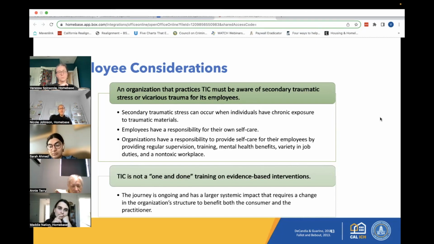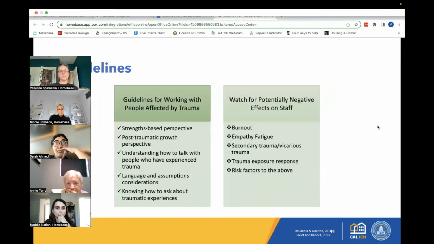Of course, we know that these aren't all things that every organization can do because these things cost money, but these are definitely considerations to think about when we're moving forward and we talk about implementing trauma-informed care at an organizational level. Another note: trauma-informed care is not a one-and-done training based on evidence-based interventions. It's an ongoing journey and it has a much larger systemic impact that requires change in the organization structure to benefit both the folks that we're serving and the practitioners. We can go to the next slide, please.